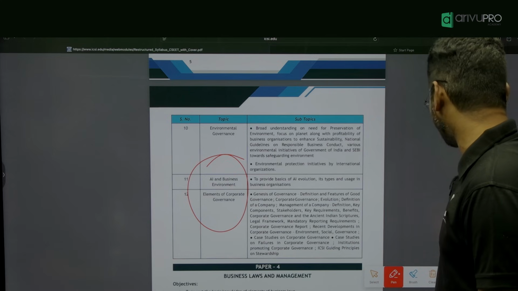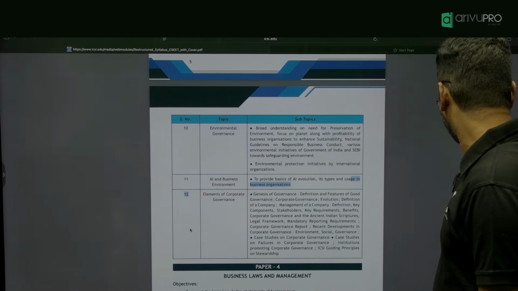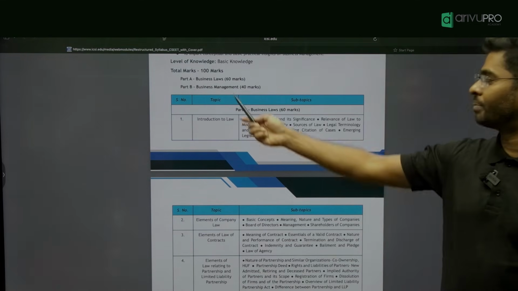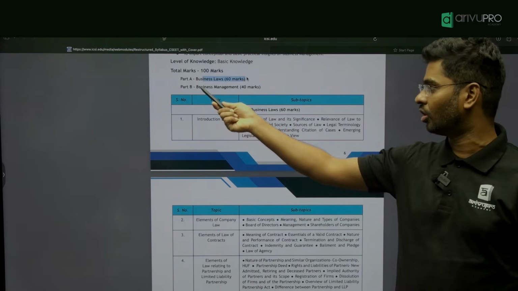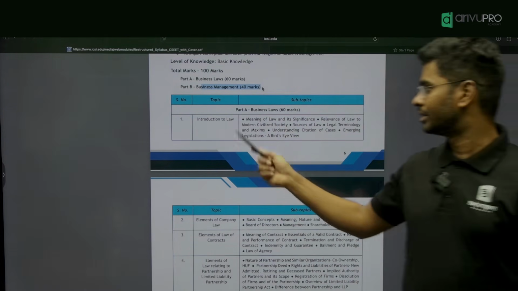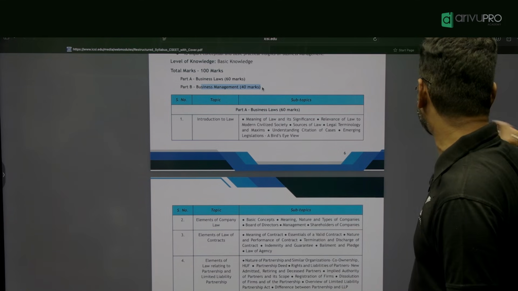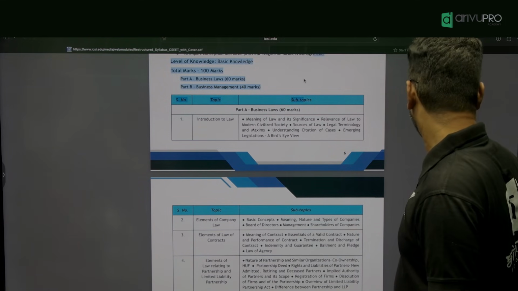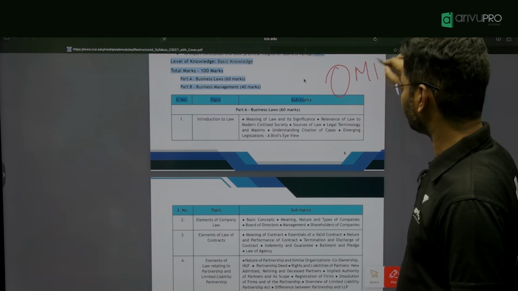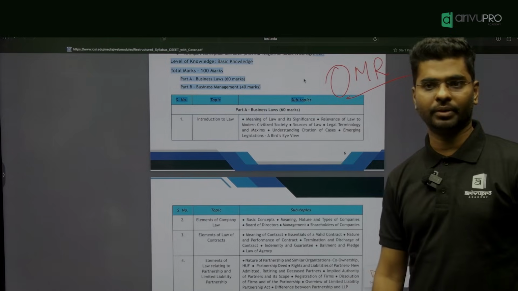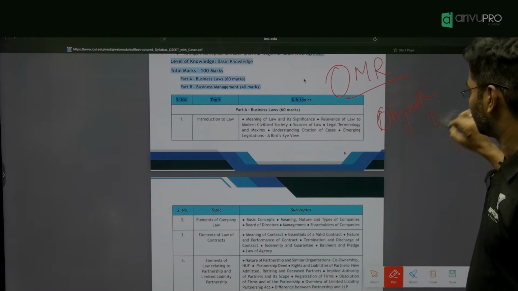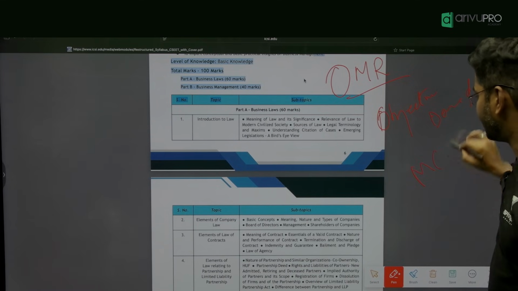Finally comes your law paper, right? Now when we look into your law paper, it comprises again of 60 marks of your business law and 40 marks of your business management. Now when I look into this, like I told you guys at the beginning, this is my OMR paper. That means this is going to be an objective based, or for a layman it is an MCQ paper.